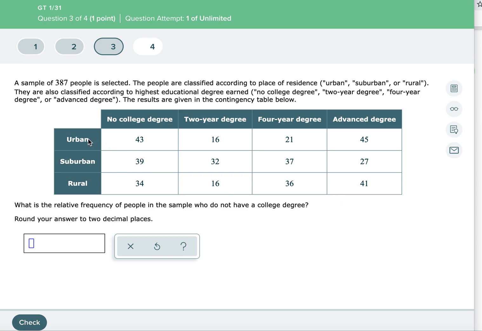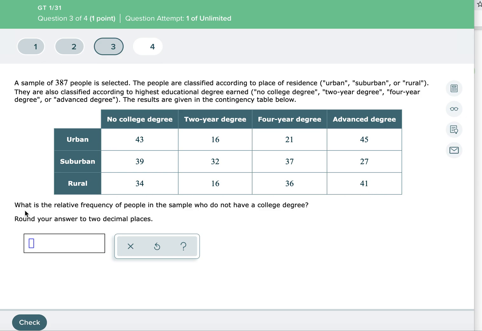If I read through this, for all the people who are urban, 43 of them don't have a college degree, 16 do have a 2-year degree, 21 have a 4-year degree, and 45 had an advanced degree. In the suburbs, 39 of them don't have a college degree, 32 have a 2-year, 37 have a 4-year, and 27 have an advanced. And for rural, 34 don't have a college degree, 16 have a 2-year, 36 have a 4-year, and 41 have an advanced degree.